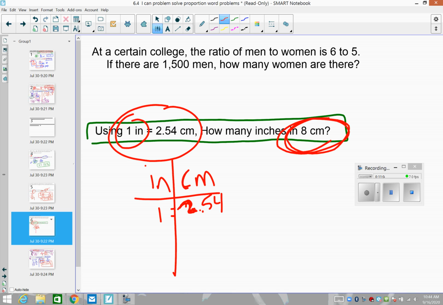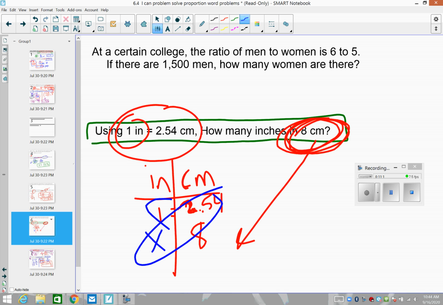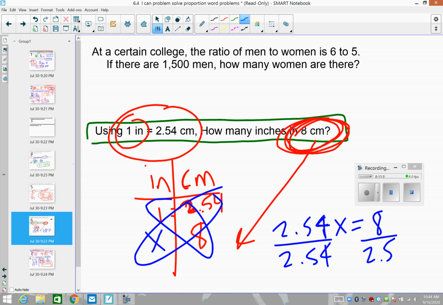So how many inches in 8 centimeters? We're going to put the centimeters right here. We want to know, simply through using cross products, how many inches. So we get 2.54x equals 8. Divide by 2.54, take cross products, boom. So we get 8 divided by 2.54. And I'm going to round to the hundredths here. 3.15 inches is the equivalent measurement.